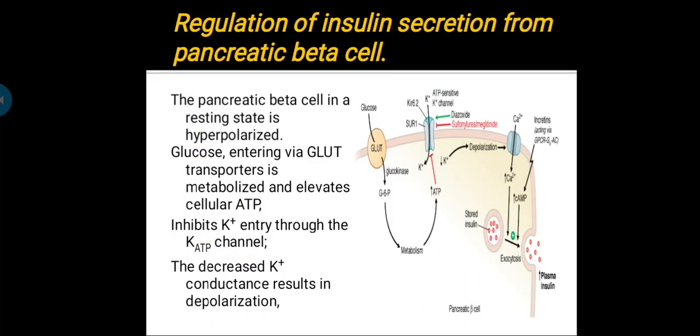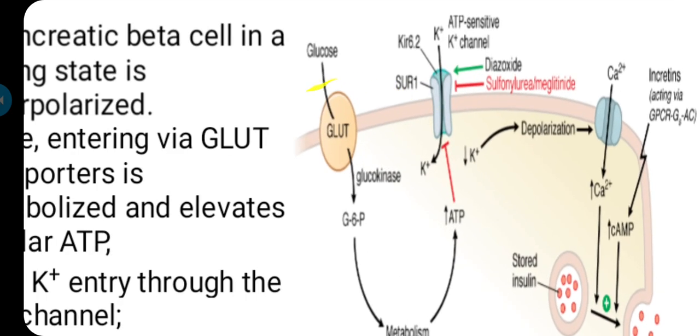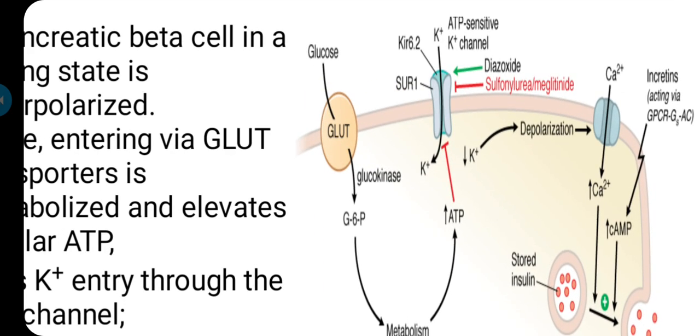So this is the regulation of the insulin secretion from the pancreatic beta cell. It leads to calcium dependent exocytosis of the stored insulin. And here you see there is a receptor called SUR1. SUR1 stands for sulfonylurea receptor. It is an example of an orphan receptor. That means the receptor is present, but normally its ligand is absent. Sulfonylurea is a group of drugs which, if given externally, stimulate the sulfonylurea receptor and the result is the same.